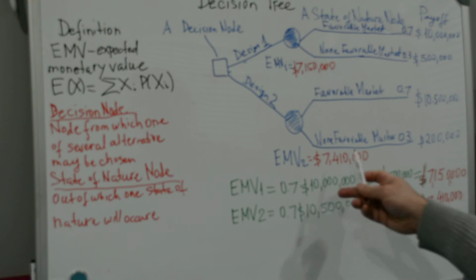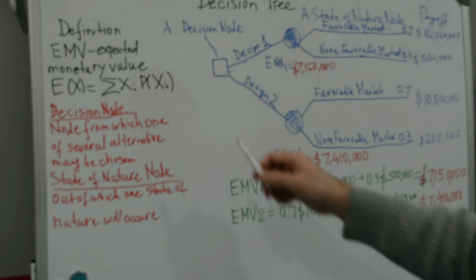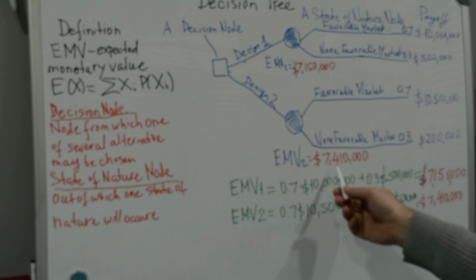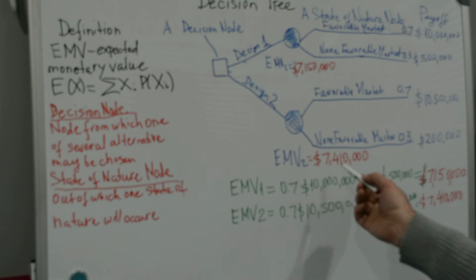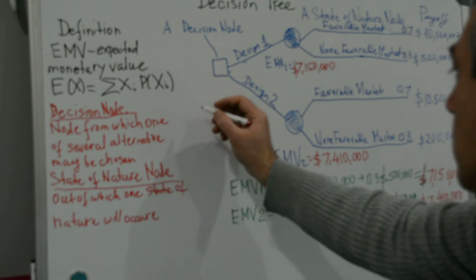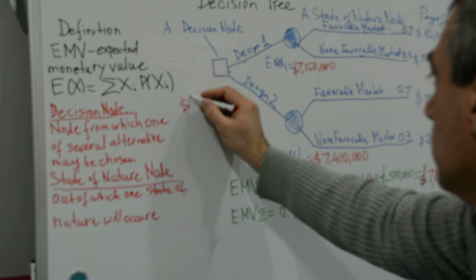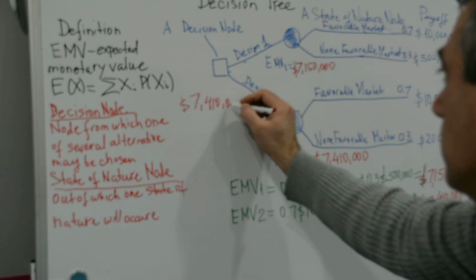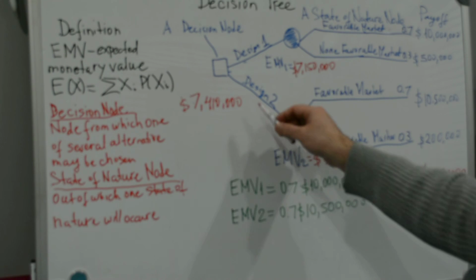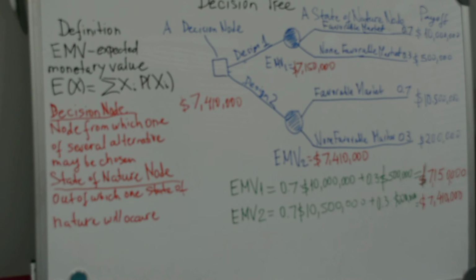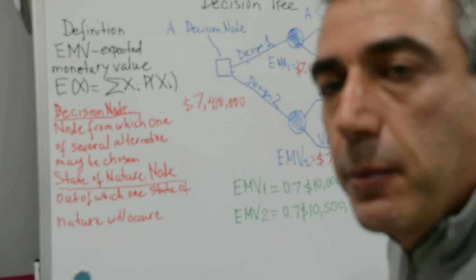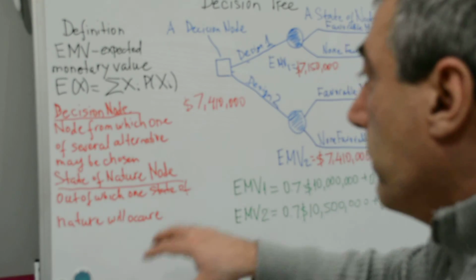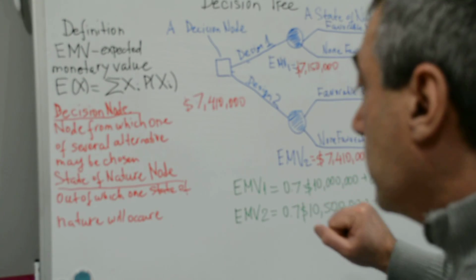Okay, so certainly for decision node we select the most favorable monetary value for us, and in this case it is $7,410,000. So the best design is selected. In this case it is design 2. So it's a pretty simple example. The real life problems could be more complicated, but the principle stays the same.